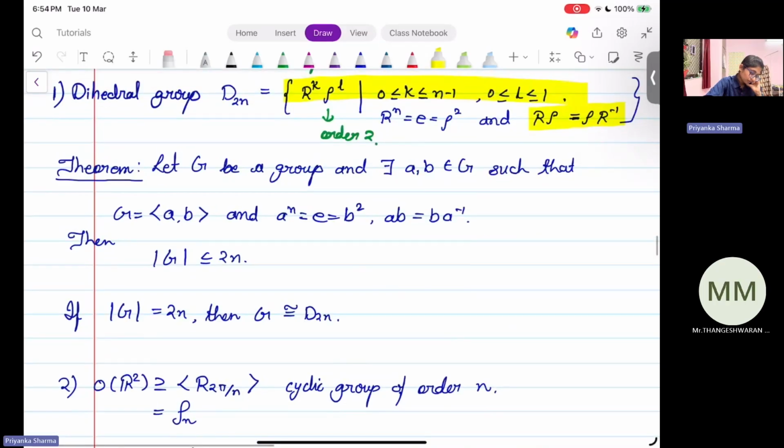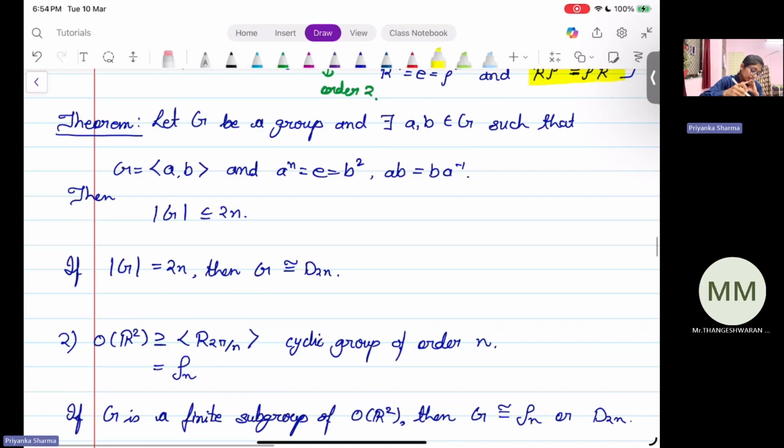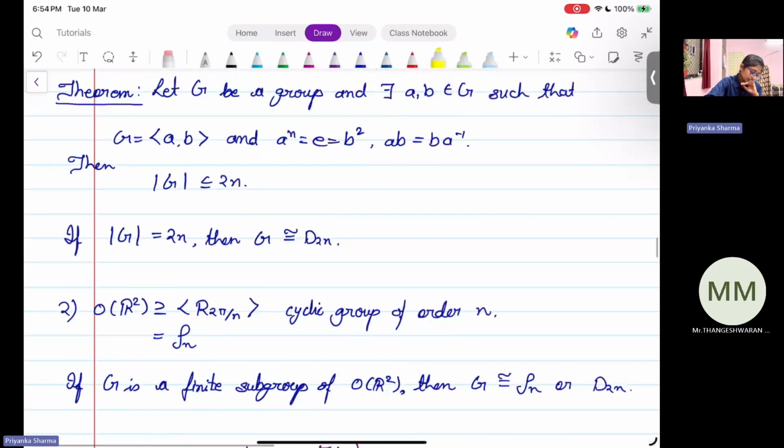Whenever we have a group G and two elements a and b in G such that G is generated by a and b, where a is an element of order n and b is an element of order 2, and we have the condition that ab = ba⁻¹, then this group can have order at most 2n. And if it attains the order 2n, then it will become the dihedral group of order 2n. The other category is this.